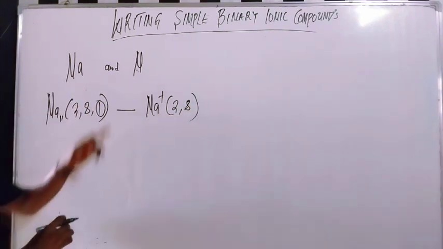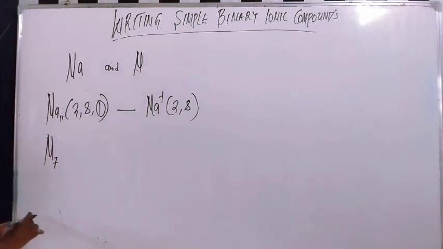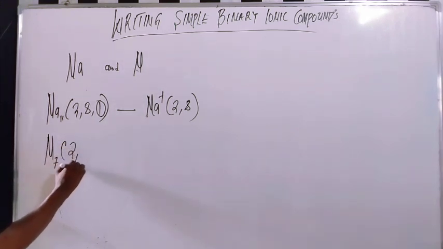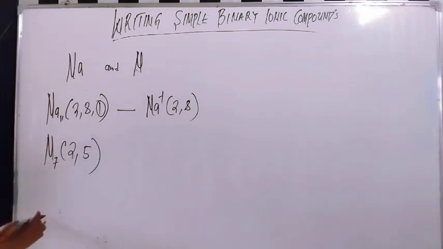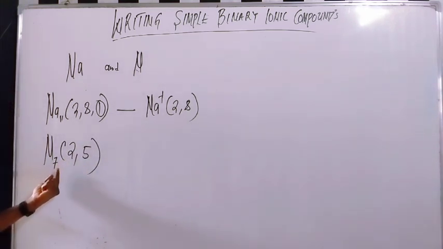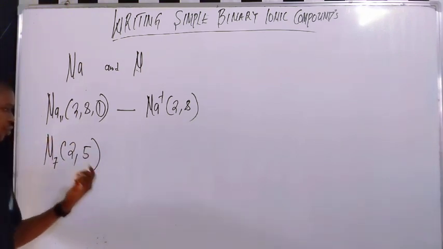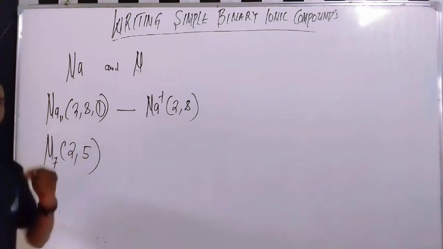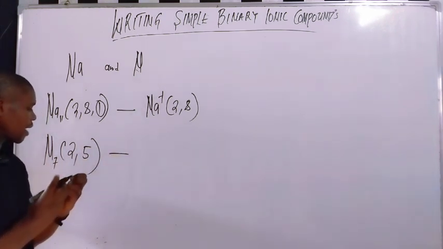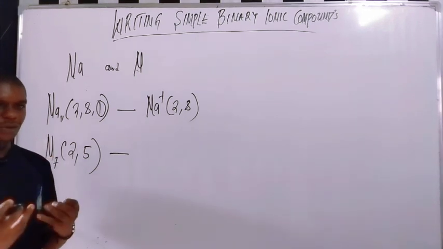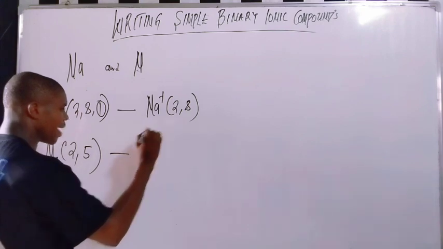On the other hand, nitrogen is 7, so it's going to be 2, 5. Do you understand? Now for nitrogen to obtain the octet, it has to gain 3 electrons. So it can become 8. For it to do that here, it has to accept 3 electrons. Now when you accept 3 electrons, that's going to be N3 minus. Do you understand?